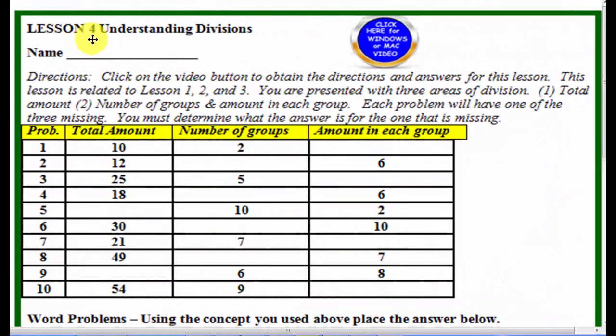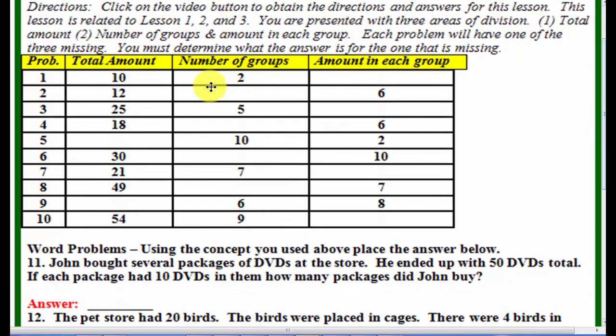You're looking at Lesson 4, Understanding Divisions. Now, if you click on this button here, we are going to provide you with directions and answers. Let's look at the first group here. Just like lessons 1, 2, and 3, this is similar because we're going to talk about a total amount, the number of groups, and the amount in each group.